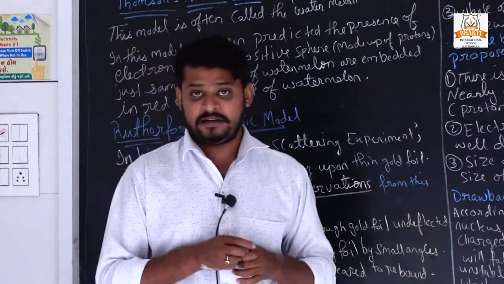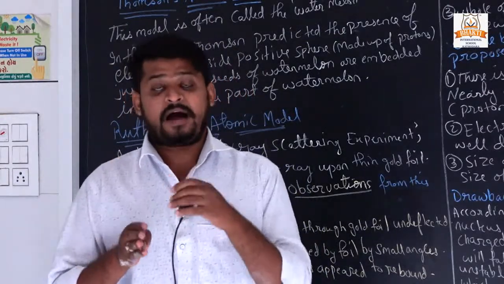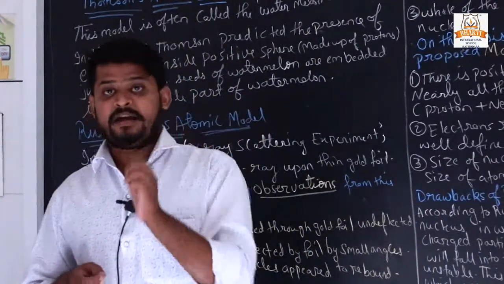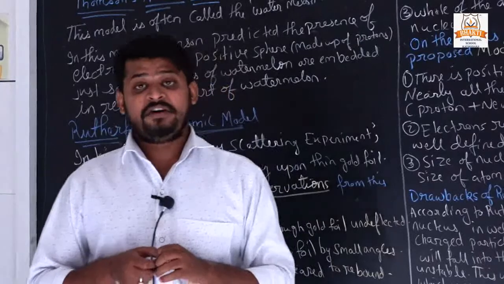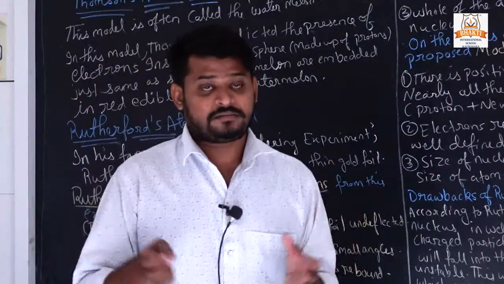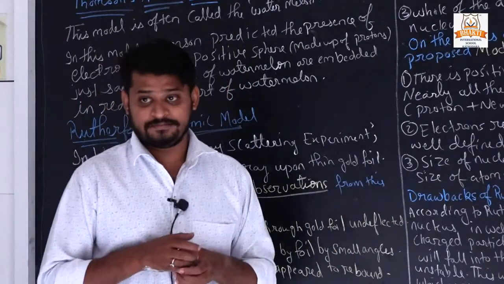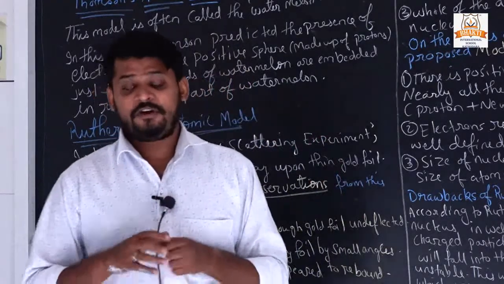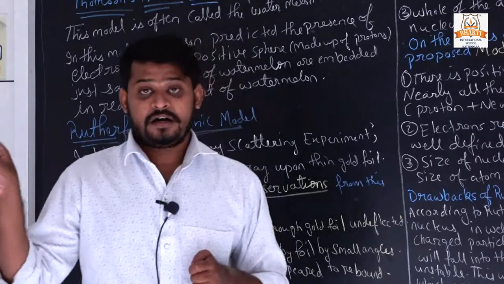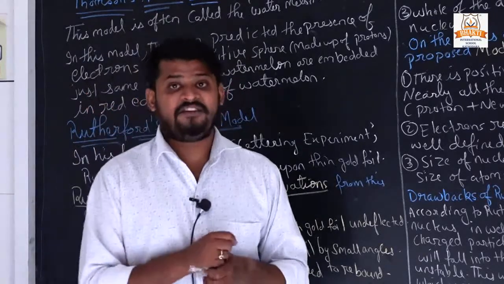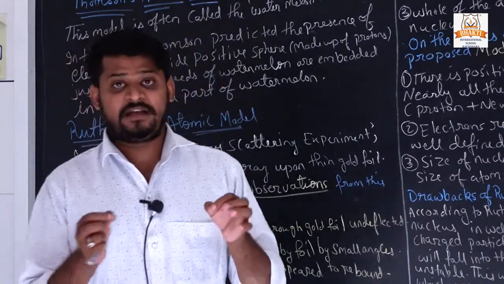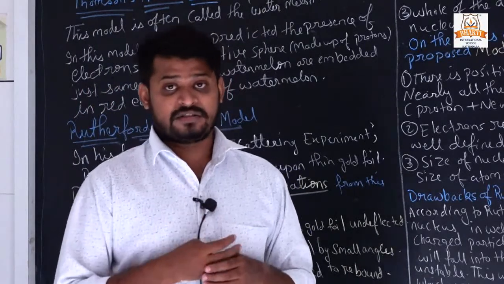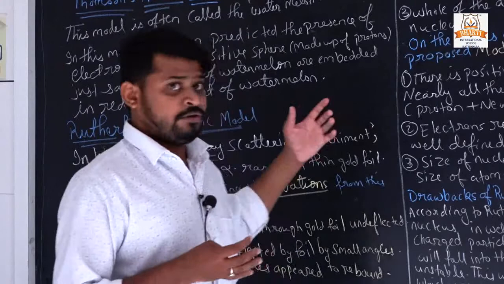I will first give you a summary of this experiment, then you will clearly understand it. Rutherford took some alpha particles. What are alpha particles? Double charged helium atoms. Then he took a discharge tube and gold foil. From that he passed the alpha particles to strike the gold foil. So the observation and the conclusion we are going to discuss.